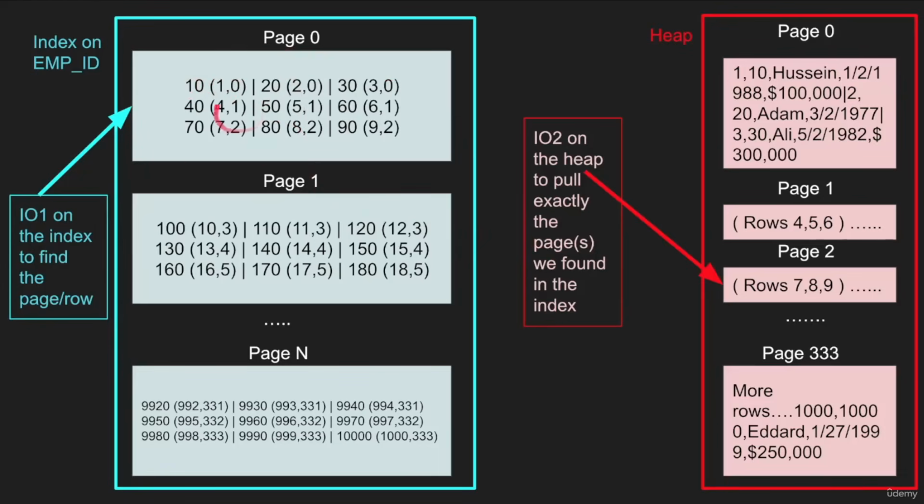So let's say I want to search for employee, I don't know, 40, right? So 40, I pull this page, so I did an IO on the index. Oh, I found employee 40, but hey, wait a second. I don't want employee 40, I want their name, for example, or their salary. Oh, you need to go to the heap. How do I know which page to go to in the heap? Well, employee 40 has row ID 4, and it's page 1. So immediately you do another IO on the heap, saying, give me page 1, and give me row ID 4.